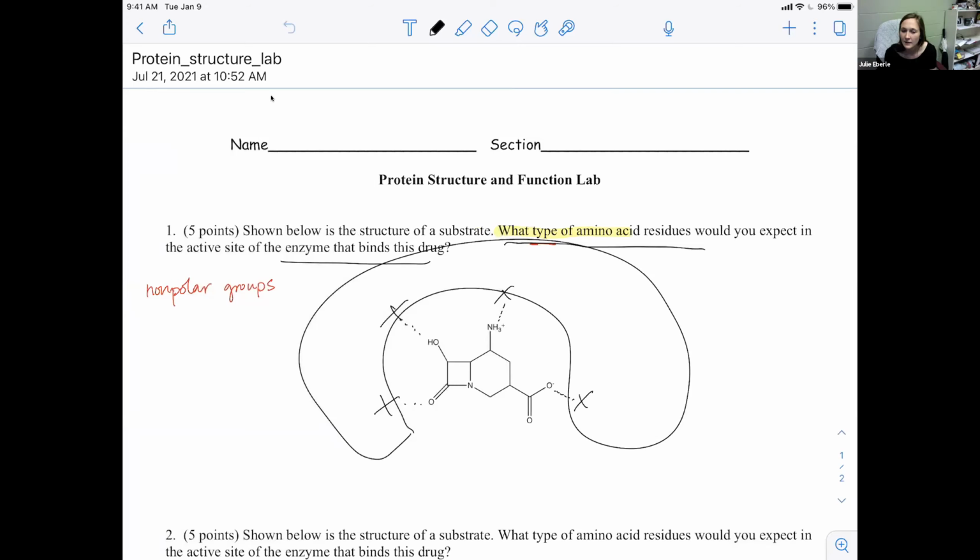Okay. I have a question about the first one on the double bonded oxygen on the bottom left.